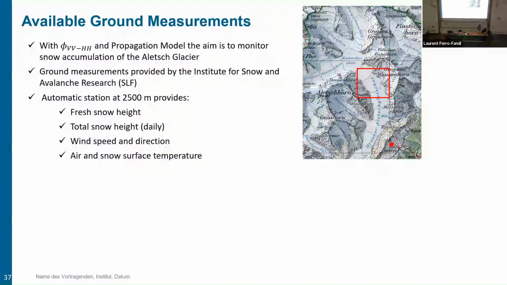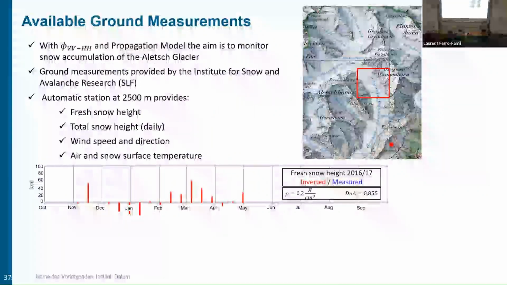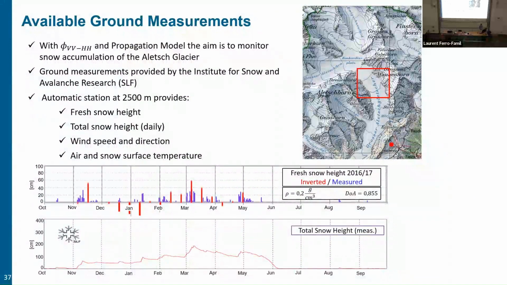Okay, I'd like to go further on to the available ground measurements. Now back to the Arlich Glacier. This has been an area in Sodankylä in northern Finland. If you look now at the estimates over the Arlich Glacier, what we have available there are fresh snow heights from 16 and 17 for a certain density and a degree of anisotropy, so the inverted one and the measured one.